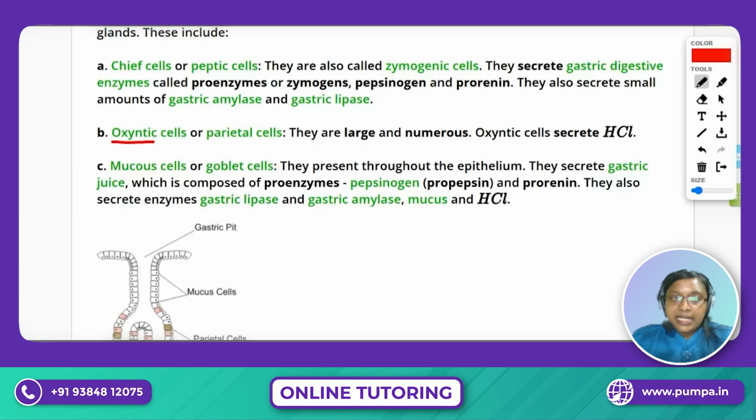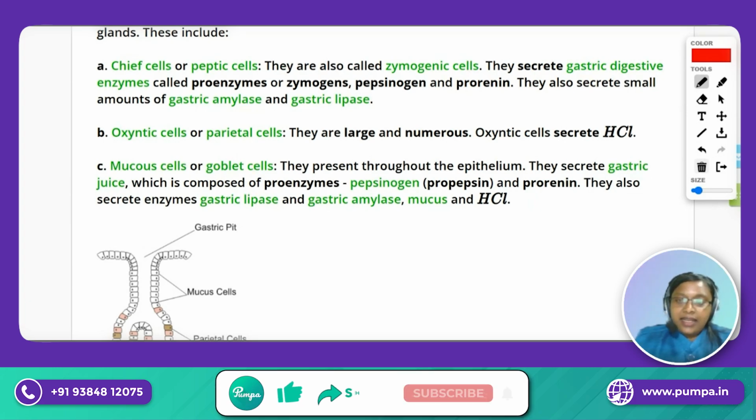Oxyntic cells or parietal cells will be large and numerous in the stomach and they will secrete HCl. Clear? And what is the function of HCl, children? What would be the function of HCl? To activate the pepsin. Very good. And Sanjay? To kill the microbes. Yes, exactly. To kill the microbes in the food is the first function.